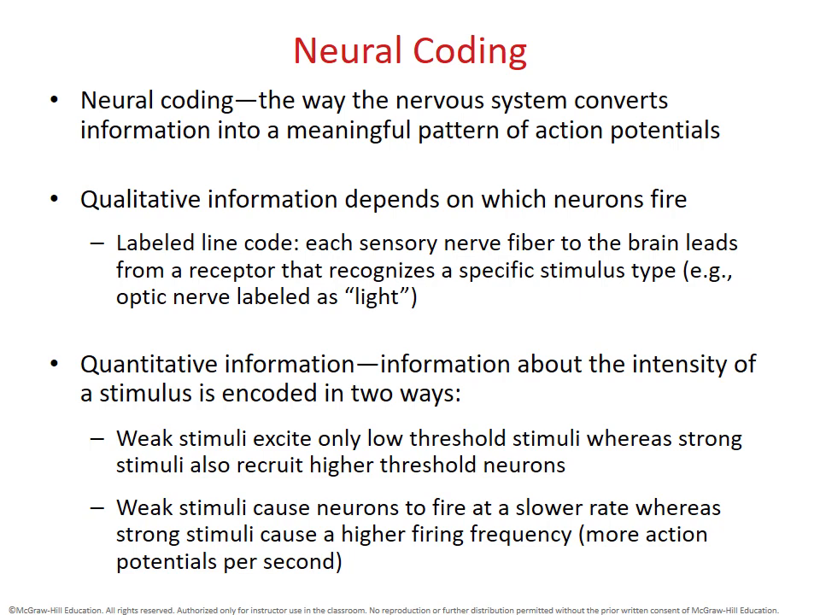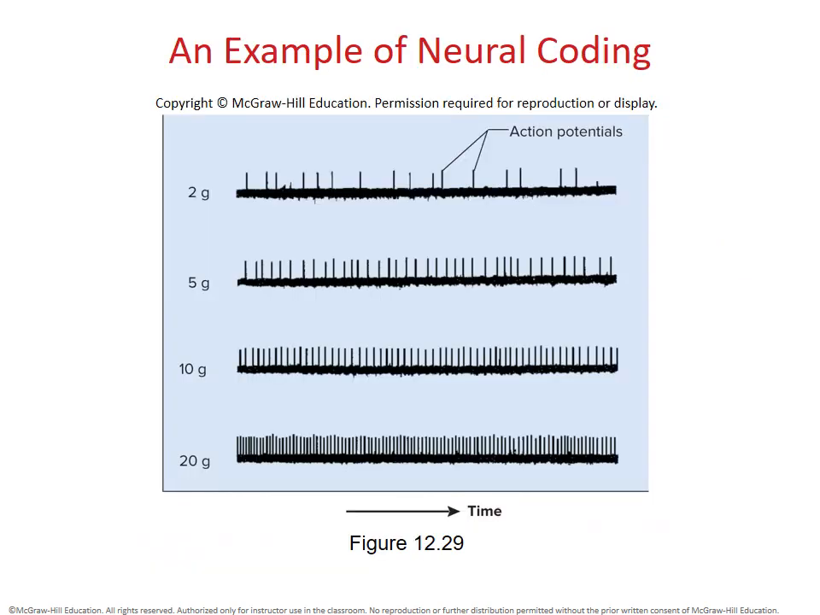So the type of neuron can help us understand the qualitative type of information we're receiving and the strength of the signal. And frequency of action potentials helps us understand the strength of the signal as well. And here we see a frequency of action potentials coding for strength of signal.